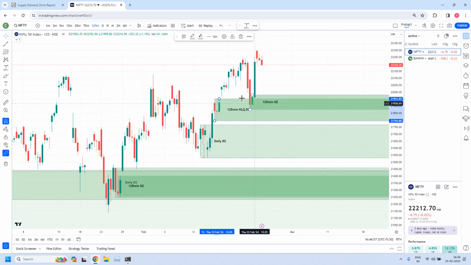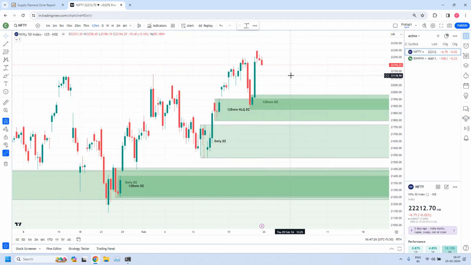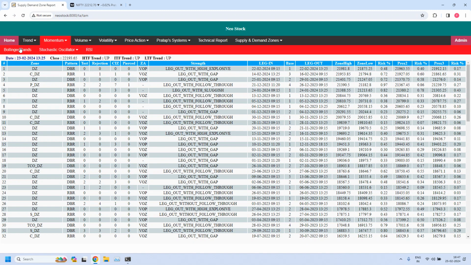That means within this week, at this level, we see strong support in this area. If anybody wants to plan trades in Nifty, if prices enter into this high liquidity area, you can plan a trade, because high liquidity zones act as a support for us. Support and resistance. A high liquidity demand zone is a support. HLQ demand zone. Okay, now let us move on to 75 minutes.